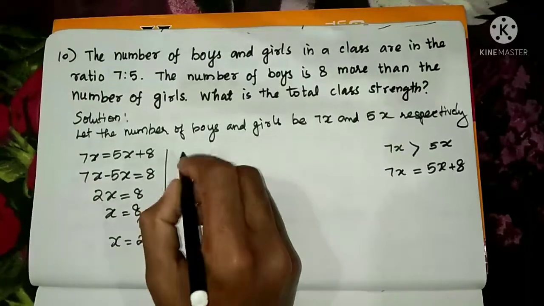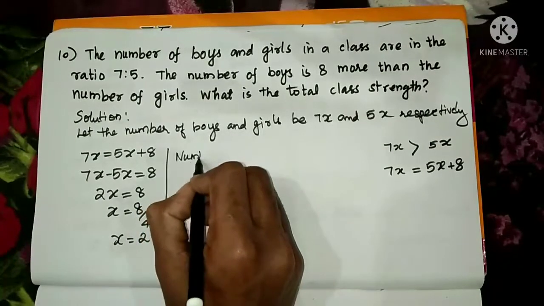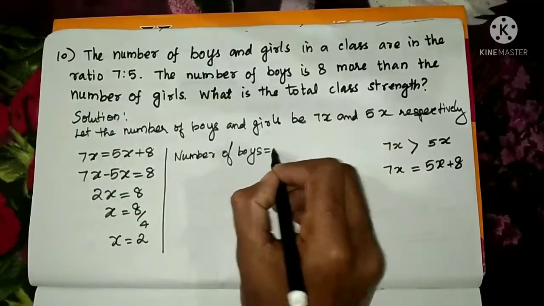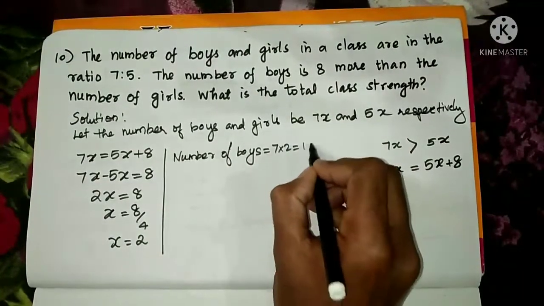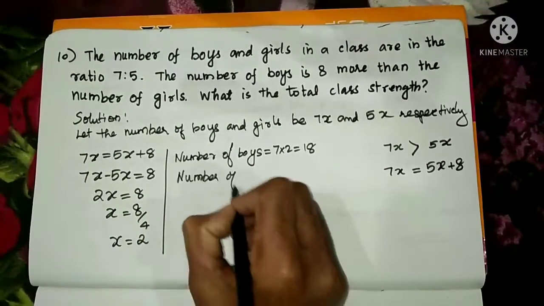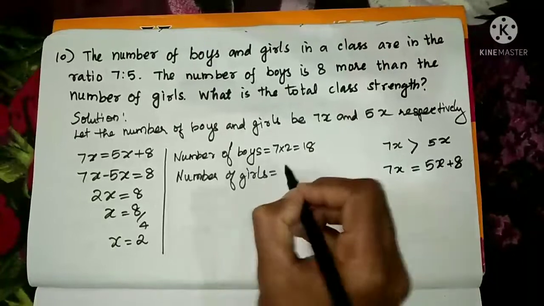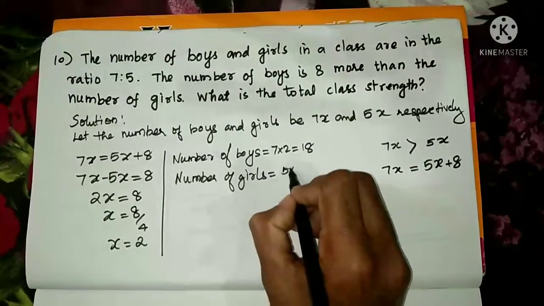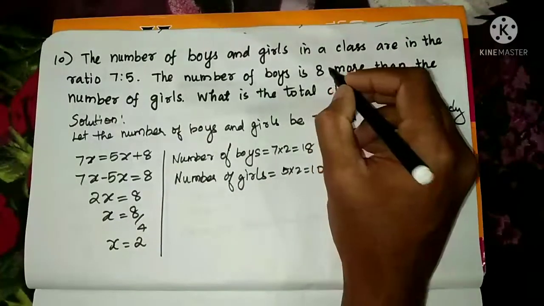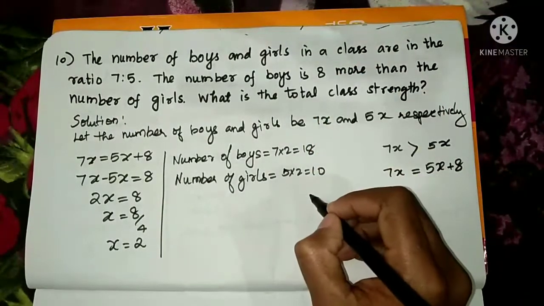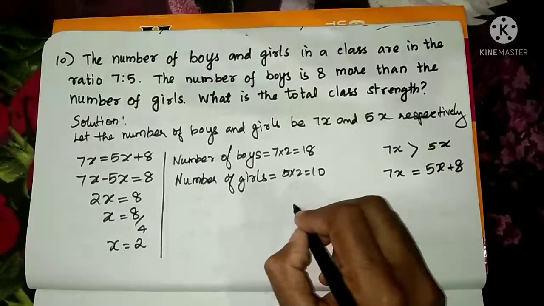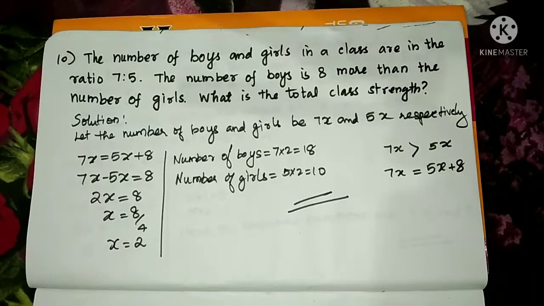So now we can find the number of boys. Number of boys is equal to 7 into 2, which is equal to 18. Number of girls is equal to 5 into 2, 10. The difference between these two is 10, is 8. From here it clearly says the number of boys is 18 and number of girls is 10. That's the answer.